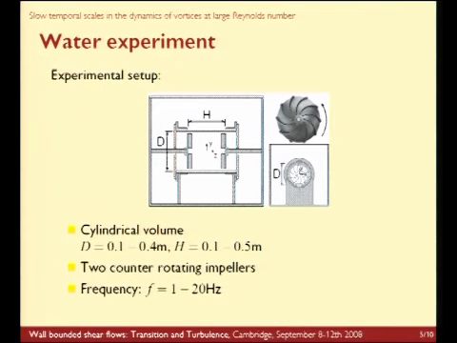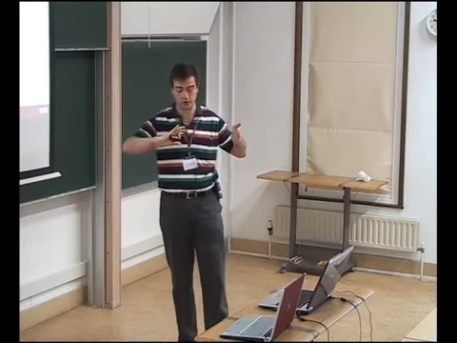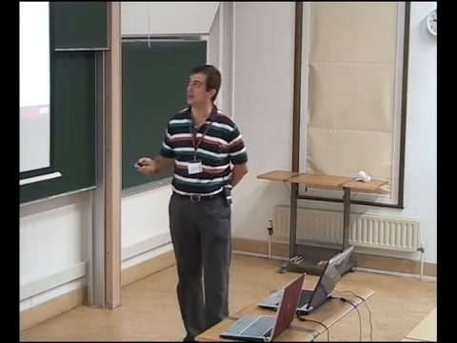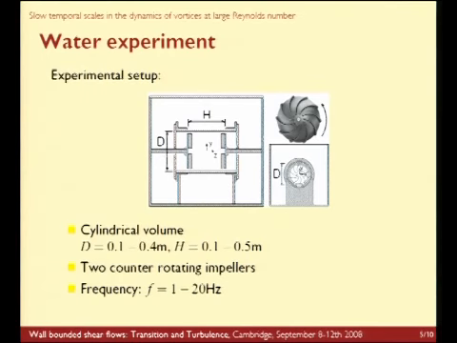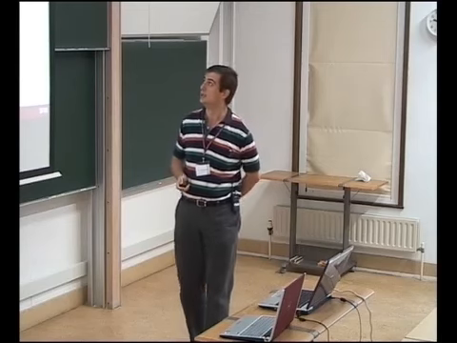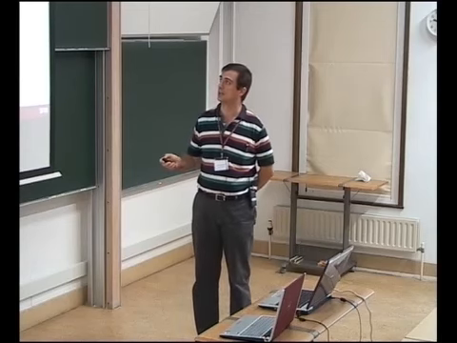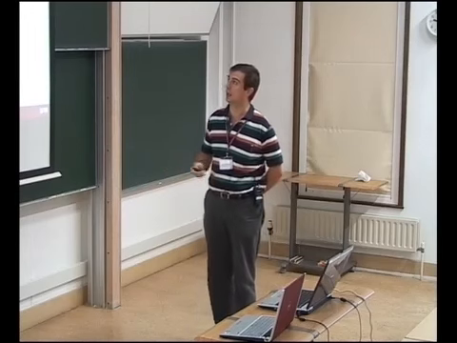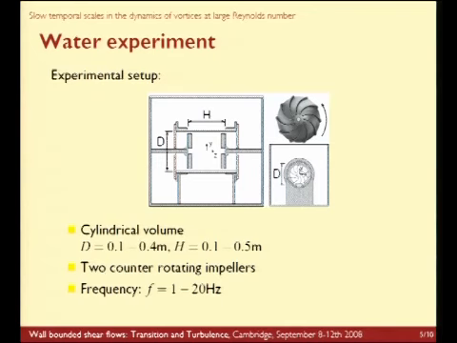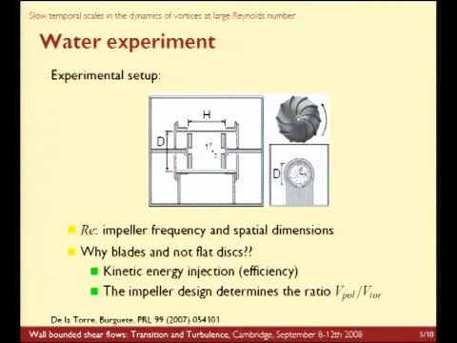Well, this is our experimental setup. Our experimental volume consists of a cylinder that is placed horizontally, and there are two impellers at both ends of the cylinder that rotate in opposite directions. The impellers have 10 blades that are 2 centimeters high. The height and the diameter of the cylinder are the same, 20 centimeters, so the aspect ratio is 1. And the cylinder is placed in a tank of 200 liters of water.